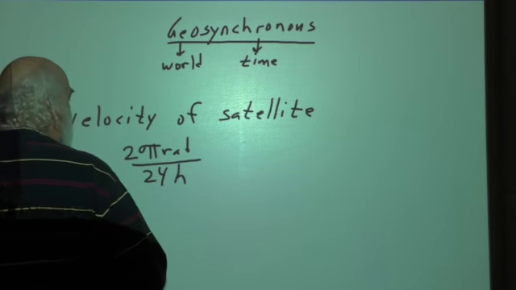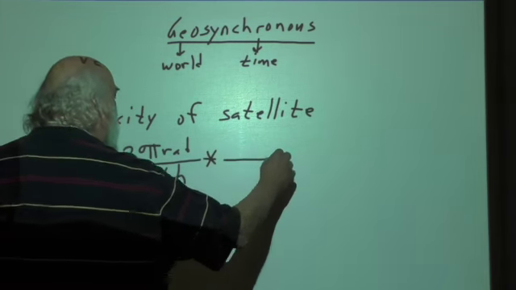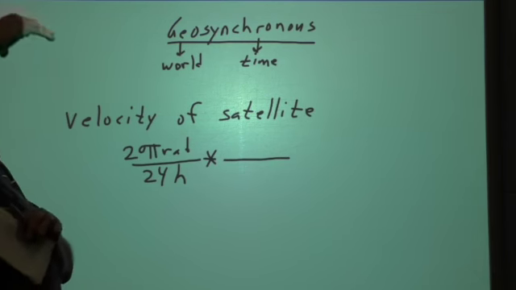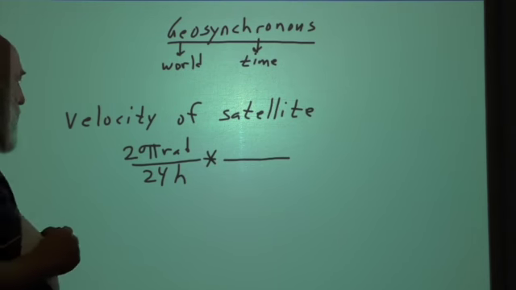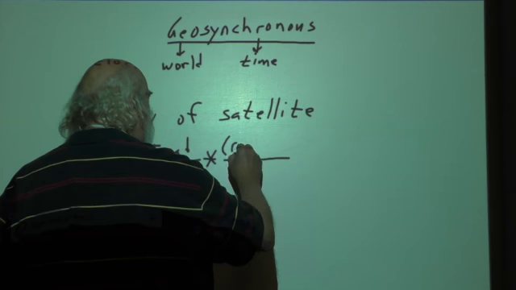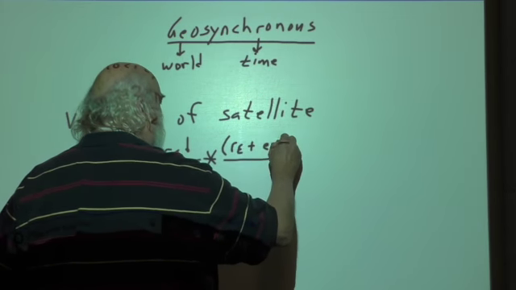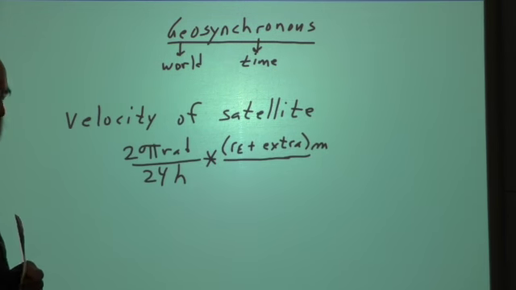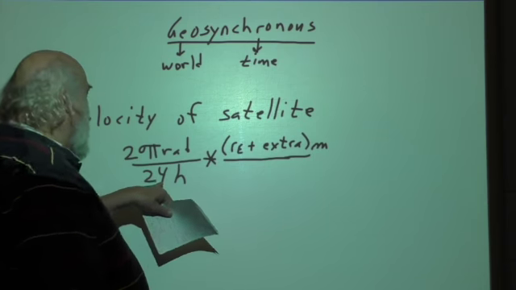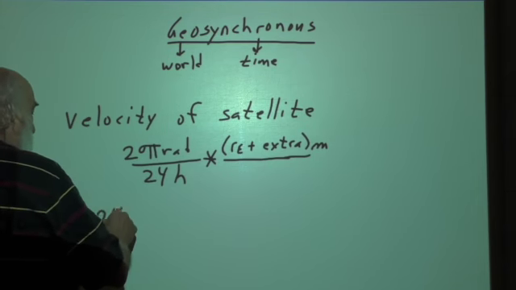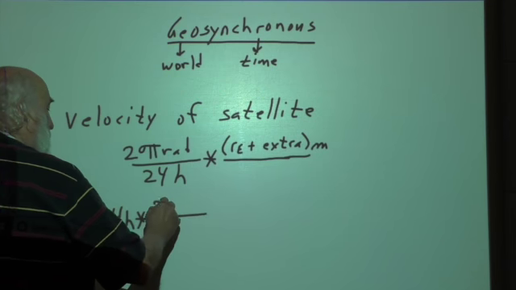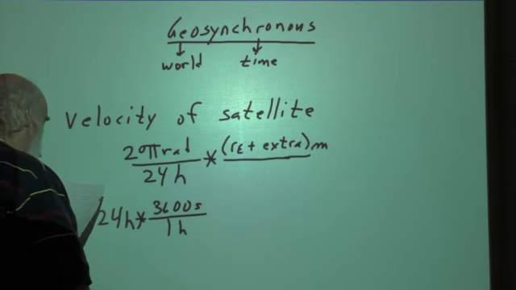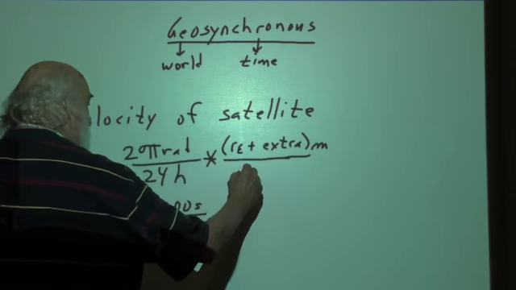Since radian means the radius, we're going to have to find the radius of the Earth plus how much higher above the radius of the Earth it's going to be. So this is going to be radius of the Earth plus extra. How much higher you're going to be, and it must be expressed in meters. And on the bottom here, we're going to convert 24 hours to seconds. We know there's 3,600 seconds in 1 hour, and that turns out to be 86,400 seconds.